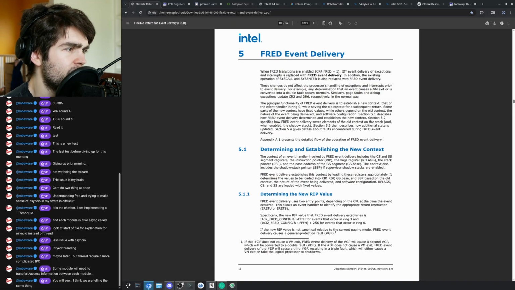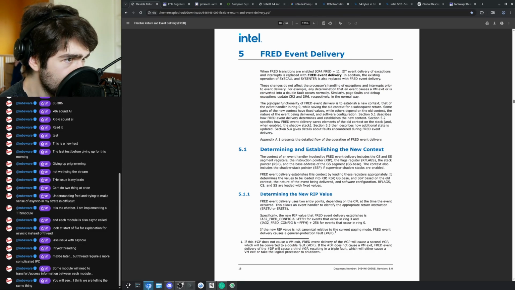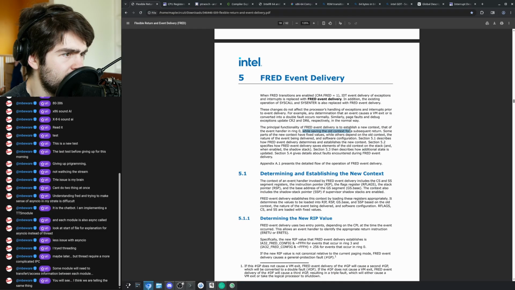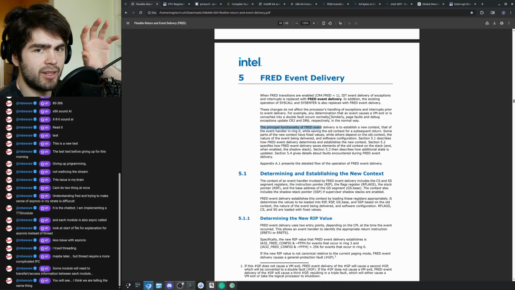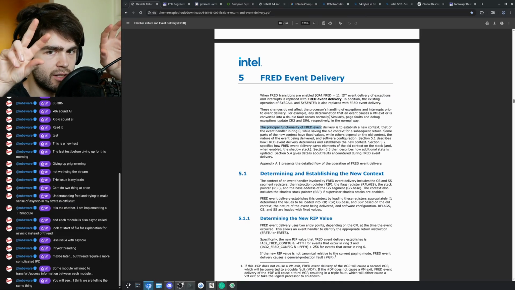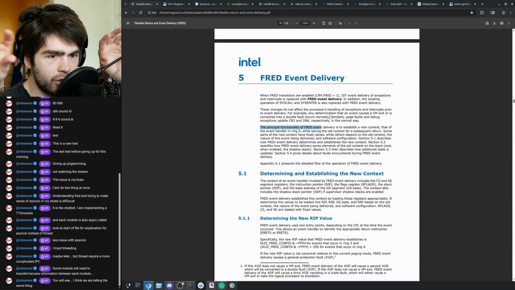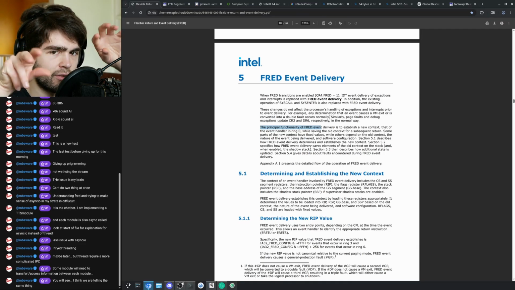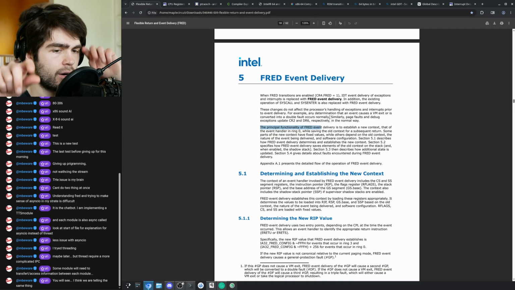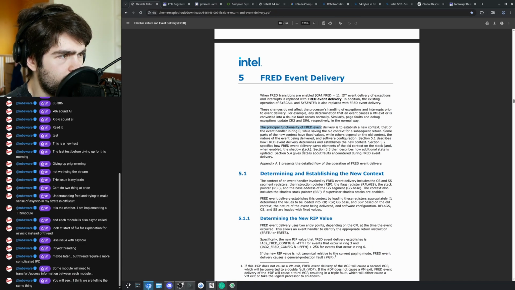The principal functionality of thread event delivery is establishing a new context, that of the event handler, in ring 0, while saving the old context for a subsequent return. Okay, so we save wherever we are in the stack and the execution, so the context, I guess. That's what they mean by that. We have a new place where we process things, which would make sense because with IDT, the switching of that context is way more software heavy, where FRED would handle more of it, I guess.